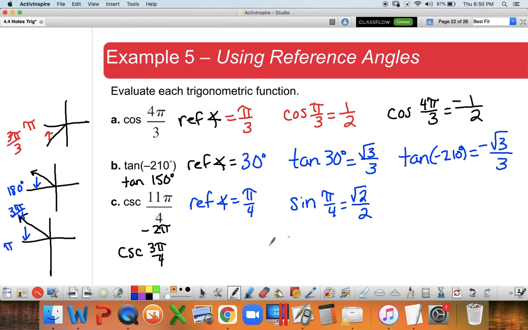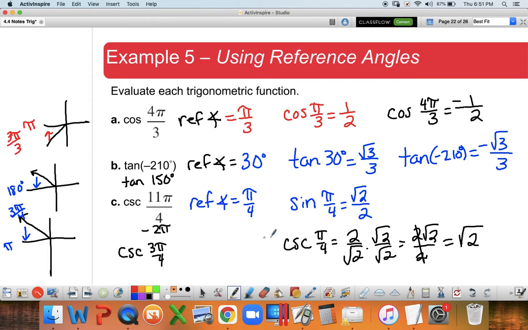And I want to find the cosecant. So in order to find the cosecant, I'm going to have to first ask myself, is it positive or negative? I'm in quadrant 2. In quadrant 2, sine and cosecant are positive. So I don't have to change the sign, but I do have to get rid of that square root in the denominator after I find the reciprocal, which means the cosecant of pi over 4, which is going to be the same as 11 pi over 4, is the square root of 2.